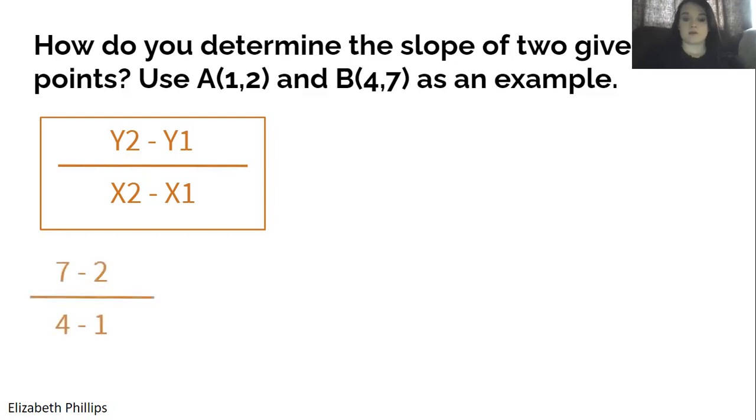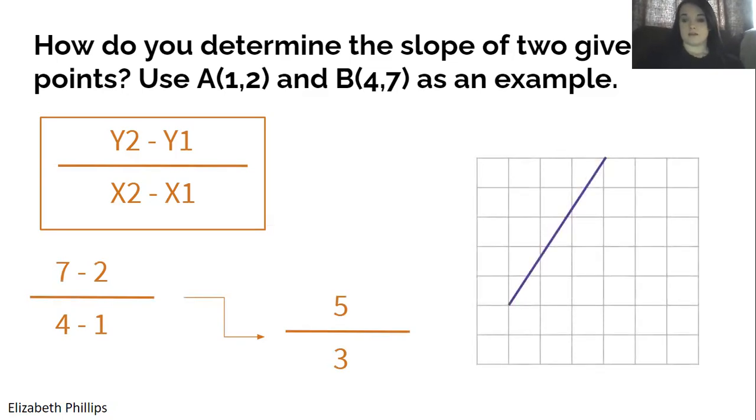So we're going to go ahead and set up our equation. We're going to do our y2 minus y1, which is 7 minus 2, and our x2 minus x1, which is 4 minus 1. When we go and solve for that, we're going to get 5 over 3, and that's actually going to end up being our slope for the 2 points. And this graph right here is just a representation of what our line would look like.